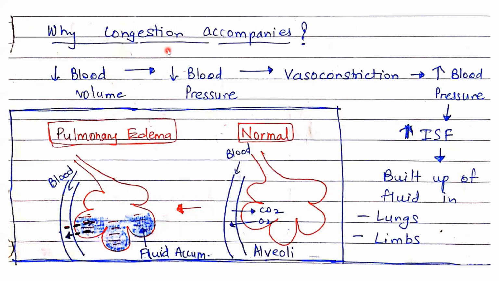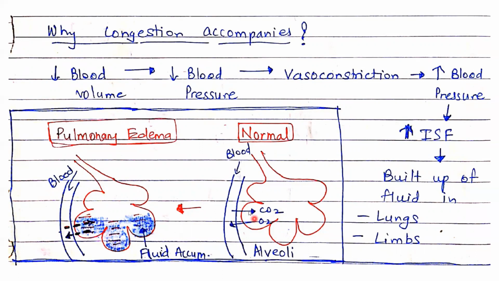Now the question can be why congestion accompanies congestive heart failure. Imagine a normal condition wherein a person meets an accident. There is a lot of blood loss, which leads to a decrease in blood volume. Decrease in blood volume leads to decrease in blood pressure, because blood volume is directly proportional to blood pressure. Because of this, your body starts taking measures to increase the blood pressure. There is always a feedback mechanism. So to increase the blood pressure, your arterioles constrict. There are many mechanisms which bring vasoconstriction. Because of vasoconstriction, the blood pressure increases.